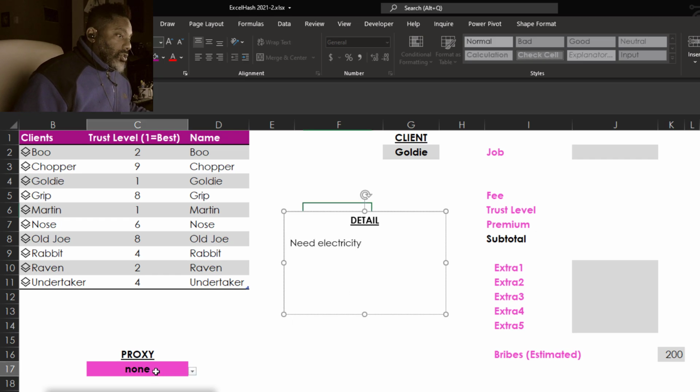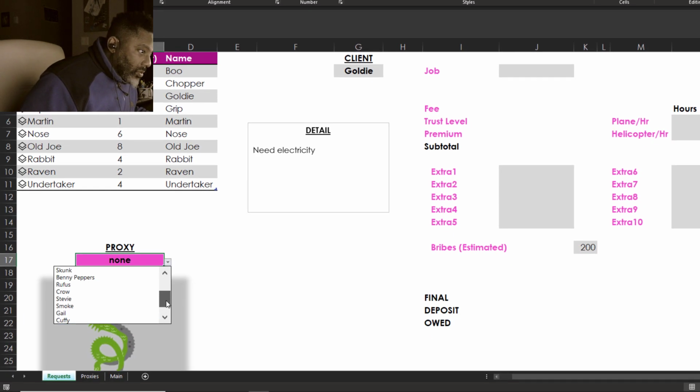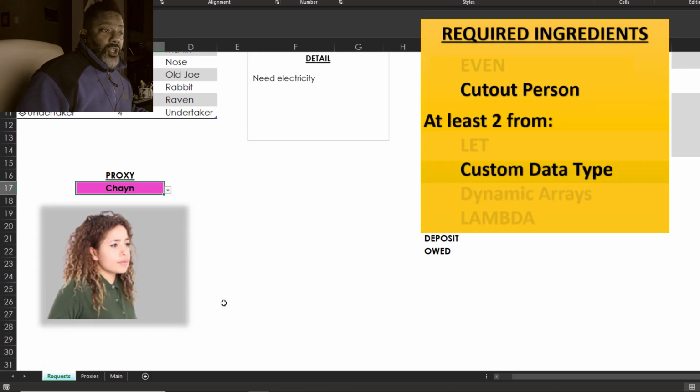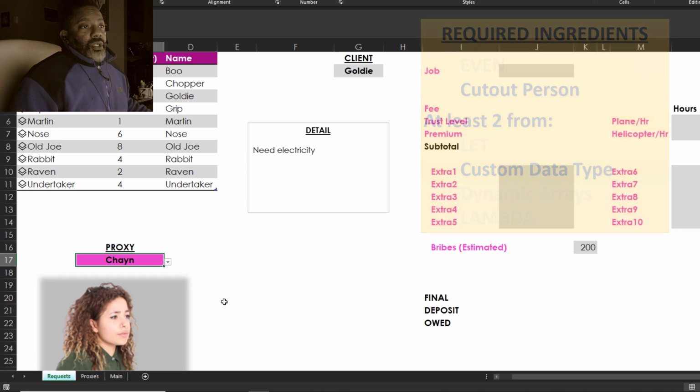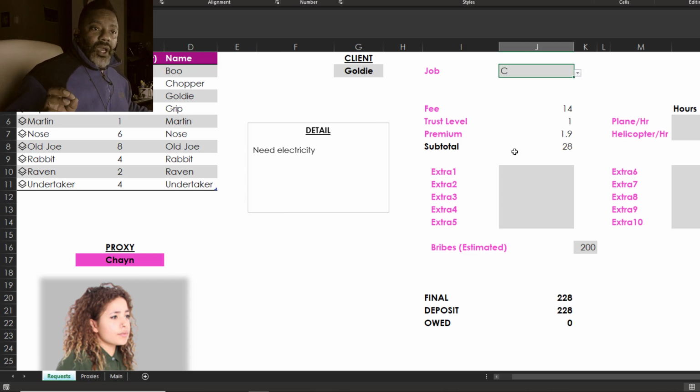What does Goldie need? Maybe they are struggling to get electricity in an area. I also want to make sure who I'm talking to. Chain. Okay, good. There's Chain. Now, electricity. What details do we need? How much electricity? Where does it need to come from? We decide that it's a job C. The fee for a job C is 14. Goldie has a trust level of 1. The premium for a job that's a trust level 1 is 1.9.